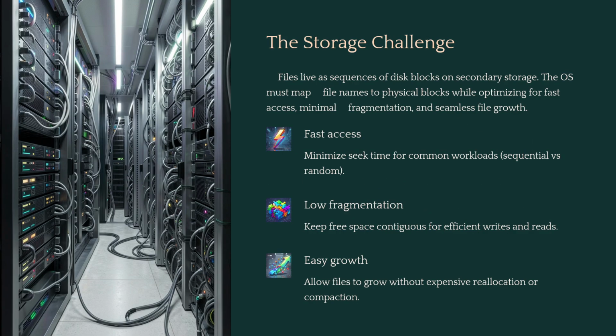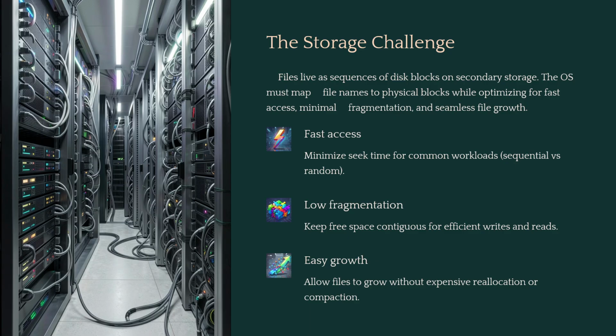Before we learn about the allocation methods, let's first understand the storage challenge. Whenever we save a file, it is divided into small units called disk blocks, which are stored on secondary storage. The operating system must keep track of these blocks and map them correctly to the file. While doing this, it tries to achieve three main goals.